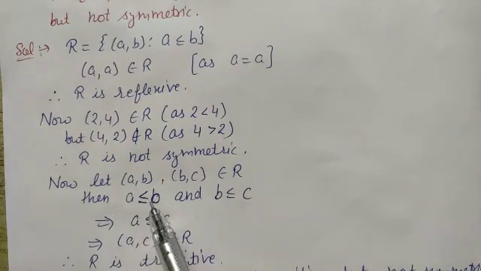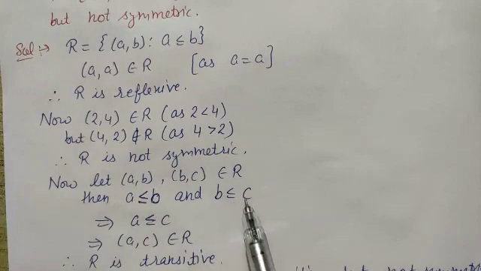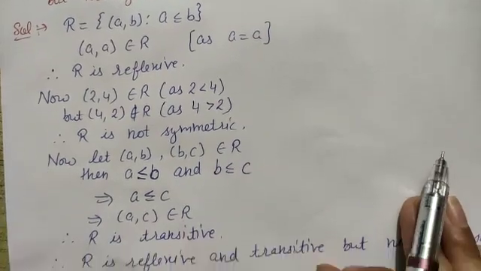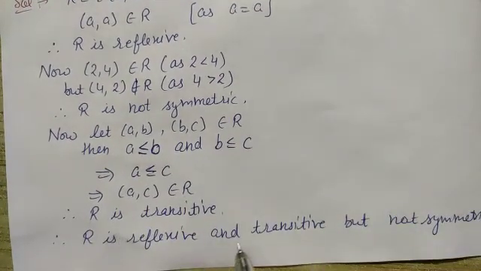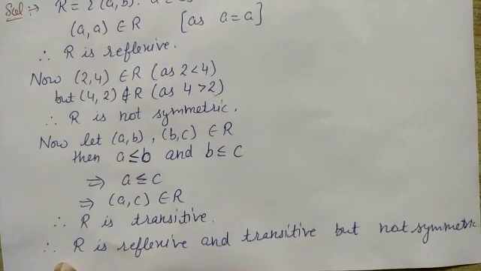Then A is less than or equal to B and B is less than or equal to C. So A is less than or equal to C here. So (A, C) belongs to R. So R is transitive. So R is reflexive and transitive but not symmetric here.